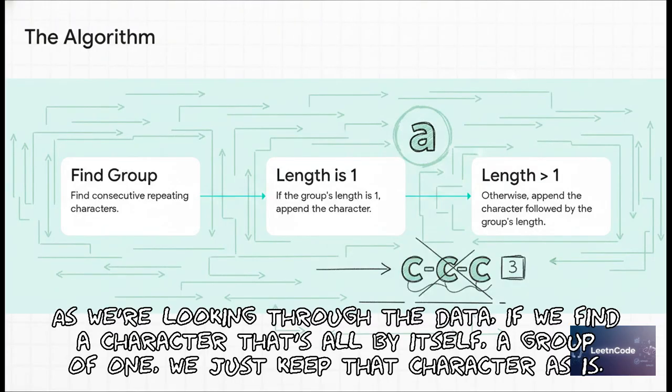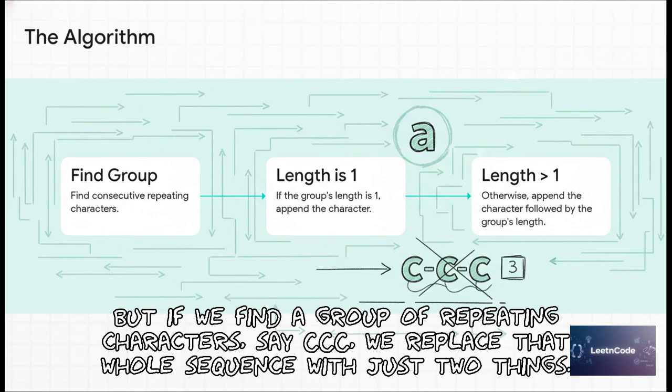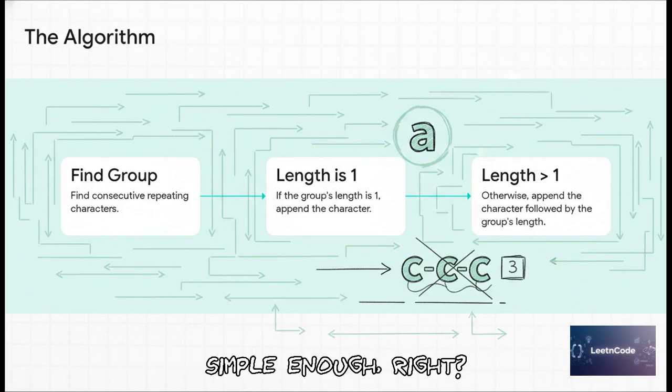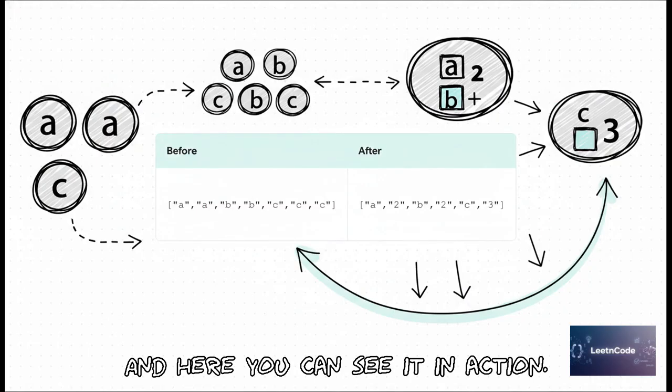As we're looking through the data, if we find a character that's all by itself, a group of one, we just keep that character as is, no change. But if we find a group of repeating characters, say CCC, we replace that whole sequence with just two things: the character C and its count, the number 3. Simple enough, right? And here you can see it in action.